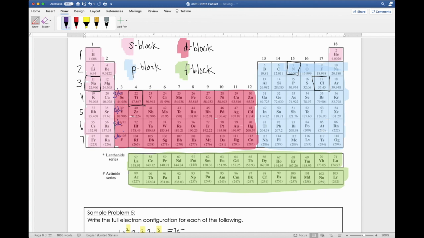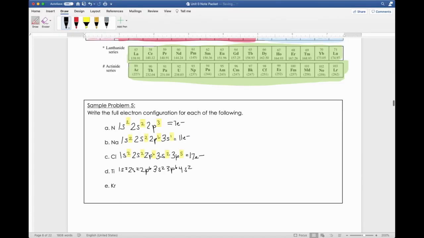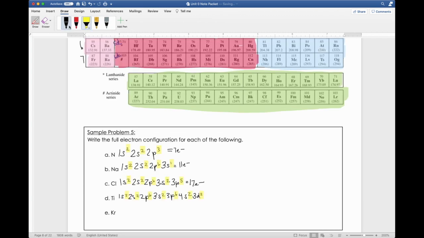So to get to titanium, I have 4s2, and rather than 4d2, these drop down to the 3d. So I'm going to end that electron configuration on 3d2. Add up all of those if you want to just double check to make sure you have the correct amount. And if you add them all up, you should get 22 electrons.